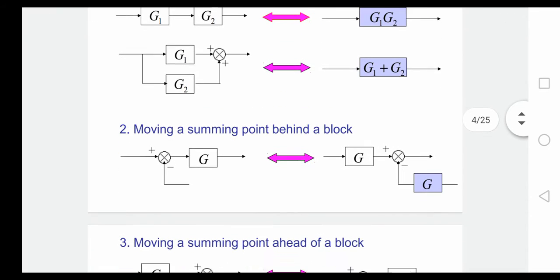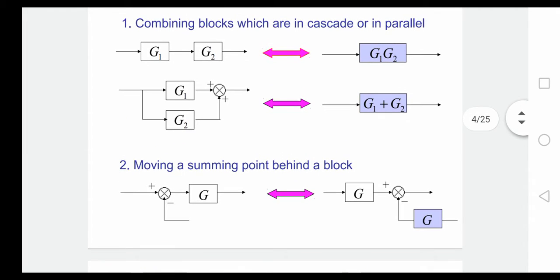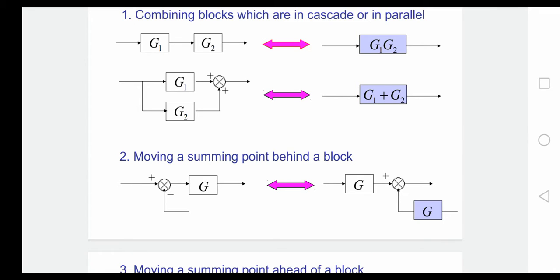The next one is moving a summing point behind a block. Now what is the output we are getting here? This is a positive and a negative. Finally we get G. Here, moving the summing point behind the block means after the block. Here the summing point is before G. I want to convert it so the summing point is after the block, with a gain of minus G. We have the same signal, with the same positive and negative signs.